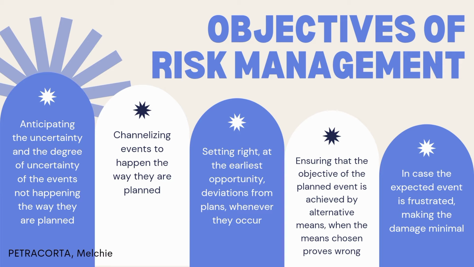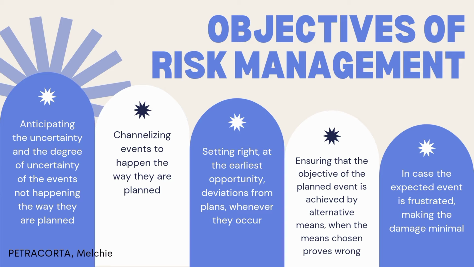It expects the unexpected events to eliminate or minimize the impact of the occurrences that may have a negative effect on the business. Then the next objective is channelizing events to happen the way they are planned. Risk management also aims to make sure that the uncertainty is eliminated or reduced so that the events will happen according to plan. It helps you to identify and address the risks facing your business, and in doing so, it will increase the likelihood of successfully achieving your business objectives.